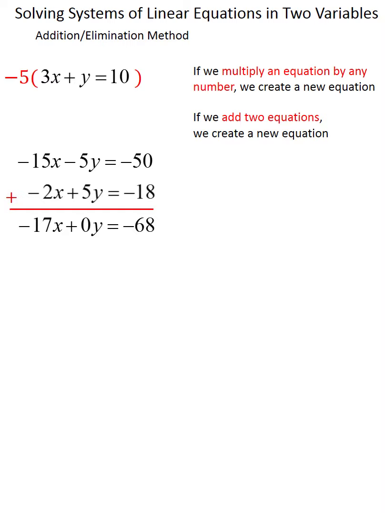And that term basically vanishes because while I don't know what y is, I do know what 0 times y is. It's 0. And 0 plus negative 17x is negative 17x. So by choosing to multiply the top equation by negative 5, I created a cancellation or an elimination of a variable when I added my two equations. And that's ultimately what your goal is. Because once you've eliminated a variable, basic algebra will allow you to solve for the other.